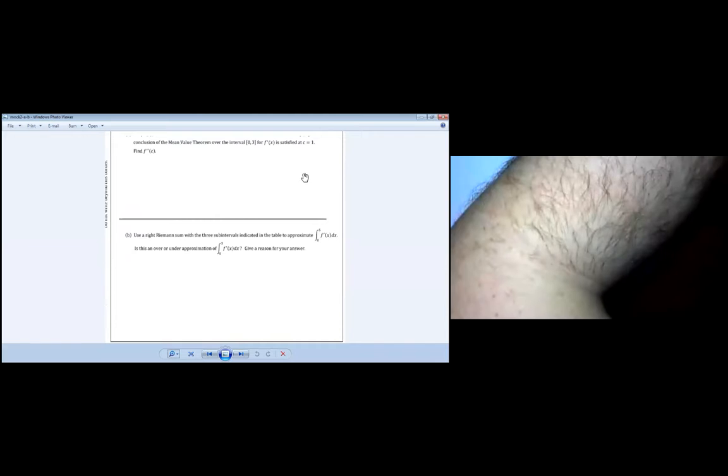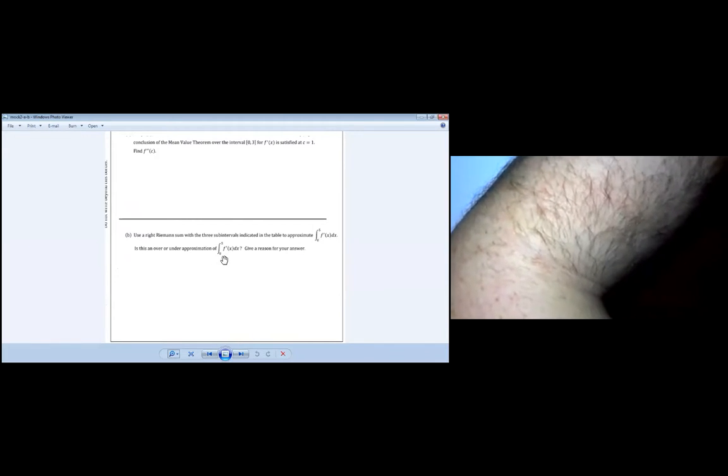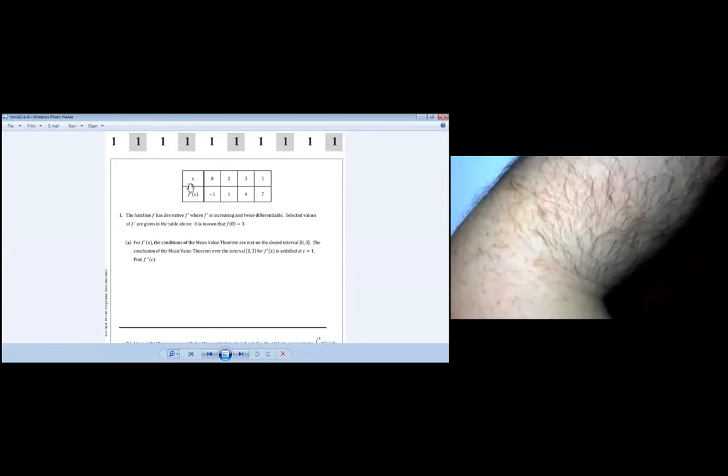Part B should be easy, right? Use a Riemann sum to approximate the integral from 0 to 5 of f prime of x dx. Is this an over or under approximation for f prime of x? Keep in mind, we have f prime of x. That's what you already have. So you're just doing a Riemann sum and talking about whether it is over or under.